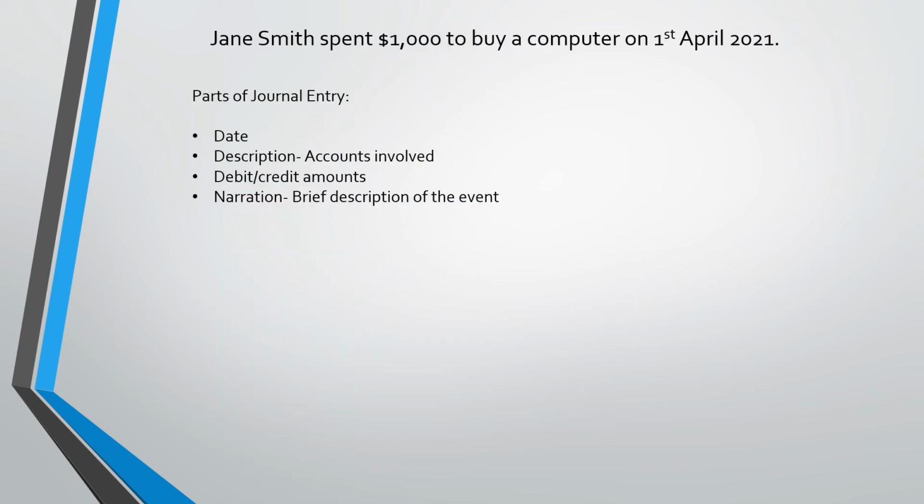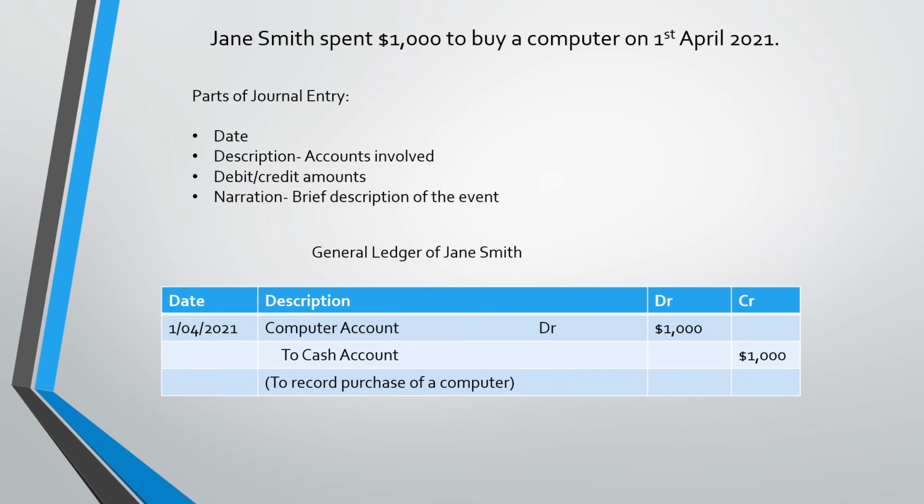So just a revision: date, description, debit, credit, amounts, narration. And this is how it's going to look. So on 1st of April, the computer account was debited. The balance increased by $1,000. The cash account was credited and the balance was decreased by $1,000.